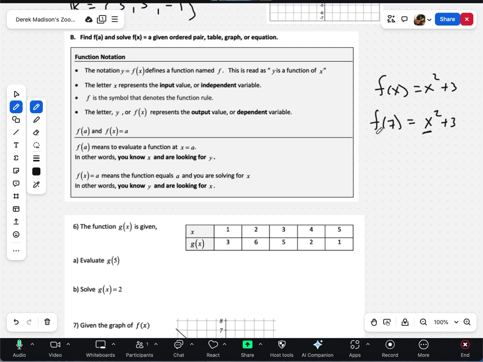So for instance, if I had f of x equaled 7, that would mean I would be solving 7 equals x squared plus 3. So f of 7, I really probably should have written that right there. So f of 7 equals 7 squared plus 3. This is replacing x, and so it's going in for x. If I have f of x equals 7, that means y equals 7, and I would be solving for x. So let's see what that looks like down here.